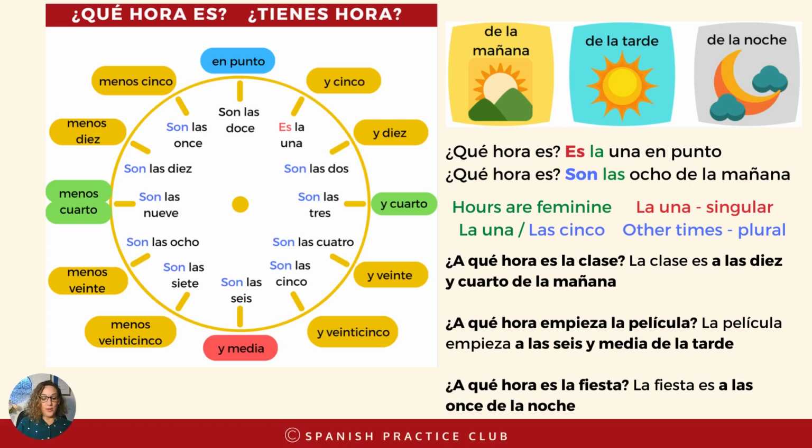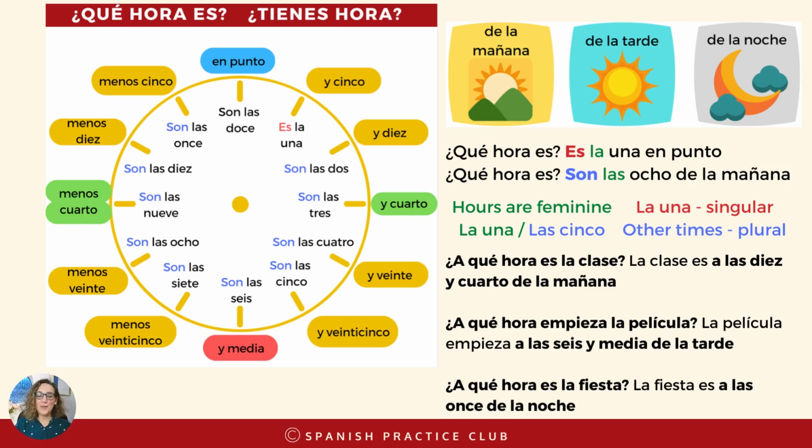Down the middle as well, we've got half. So it's highlighted in red because we use the word, we don't use 30 minutes or anything like that in Spanish. We use the word media because the hours, again, they are feminine. So to say, for example, it's 1:30, es la 1:30. Or to say that it's 9:30, son las 9:30.